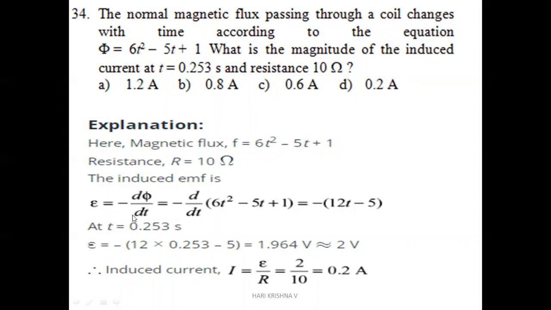So EMF will be taken as E equal to minus d phi by dt. So minus d by dt of 6t square minus 5t plus 1. When you differentiate 6t square, we get 12t, and for 5t, minus 5. So already we have a minus over here, so minus 12t minus 5. The time interval is given as 0.25. Substitute to get E as 1.964, so it is approximately equal to 2 volt. So induced current I is equal to EMF by R, so 2 by 10, 0.2. Option D is correct. Clear?